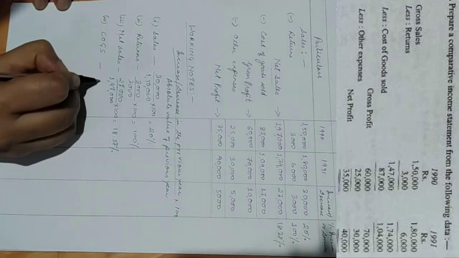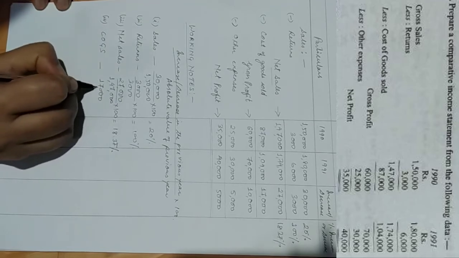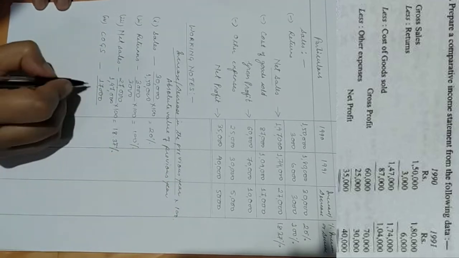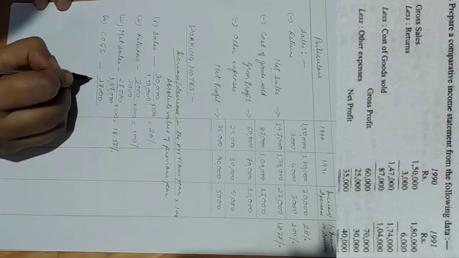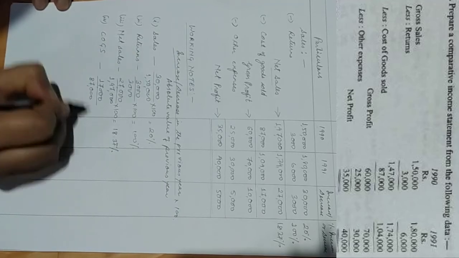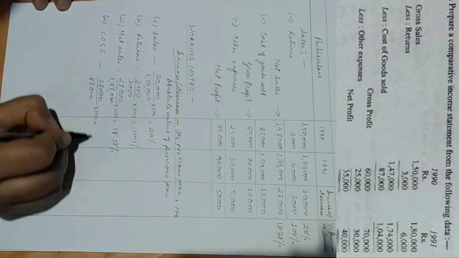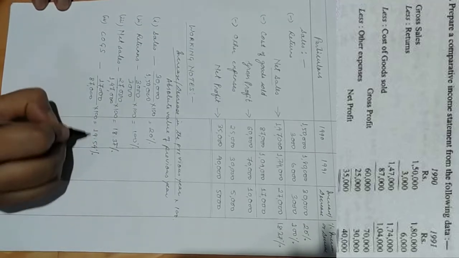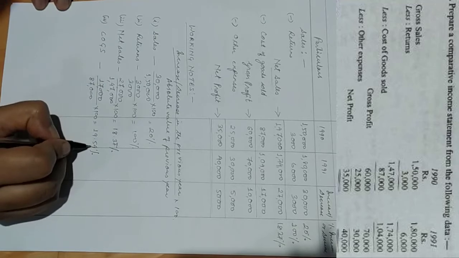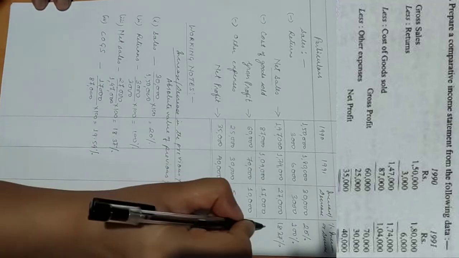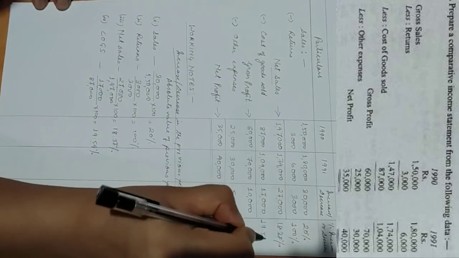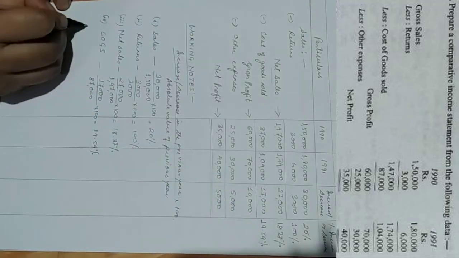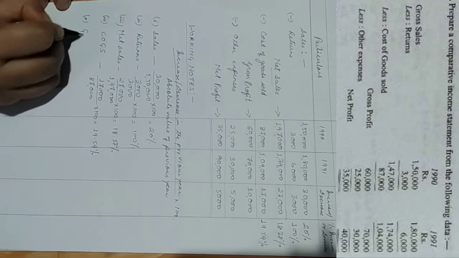Next is cost of goods sold. Cost of goods sold is given as 17,000, that is the increase or decrease. It has increased by 17,000. Actual value is 87,000 into 100. So we will get around 19.54%. Do not round it off, okay? Whenever you are getting a decimal, you have to show the decimal only. Do not round it off to 20. So 19.54%.